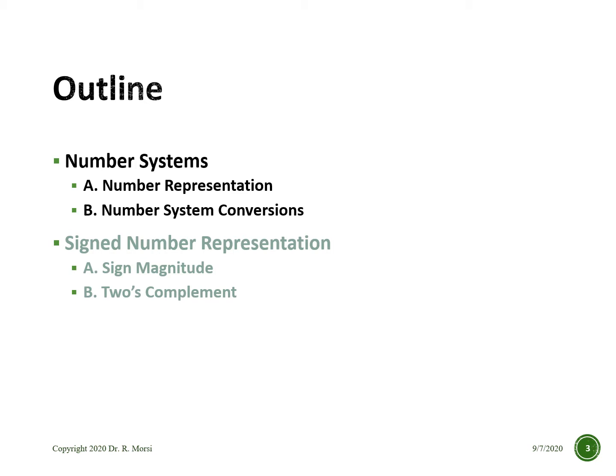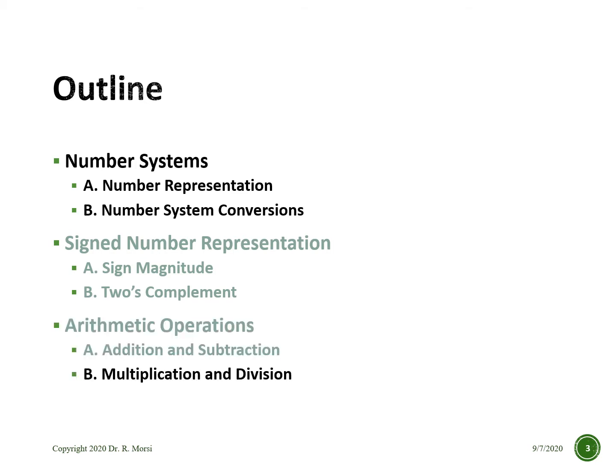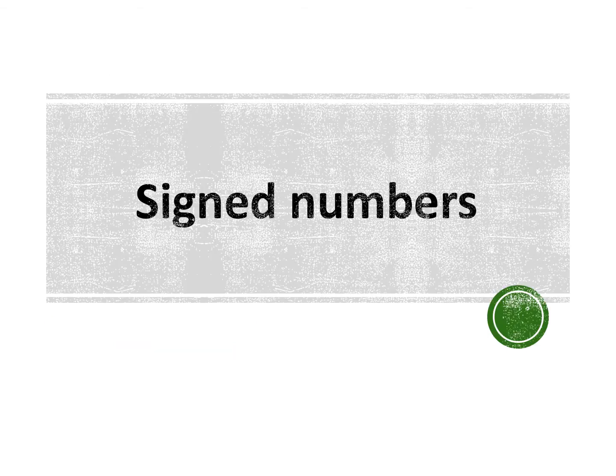So today we're going to look at how to represent number systems as signed numbers. We're going to look at sign magnitude and 2's complement. Before we go through 2's complement, we're going to look at 1's complement, which is another representation of signed numbers. And we are going to look at arithmetic operations. Today we're probably just going to cover addition. So let's start with looking at signed numbers.